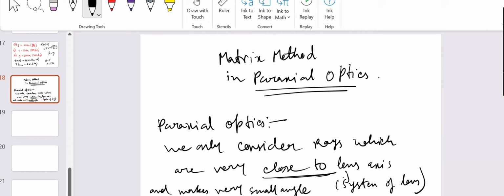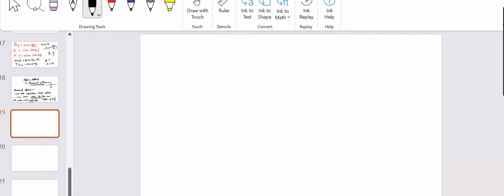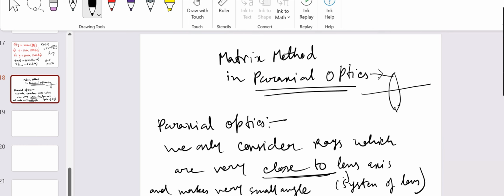So why do we need both of the things, that it should be very close, and also make a small angle with the lens axis? See, this is the lens axis. You can say that if we only include the criteria of the angle, then this ray will also be considered in the paraxial optics, but it will cause aberration. So that's why in paraxial optics, the first and foremost assumption is that the ray is very close to the lens.